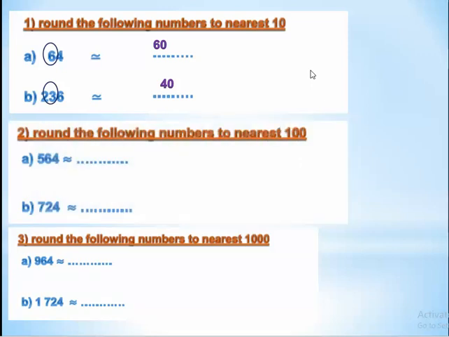It will be 240. Round the following numbers to the nearest 100. Okay, circle the hundreds place. Look at the next door. The next door is more than 5, so it will be 600. Okay, the next one is 7, and the next door is small, so we will never add 1 to 7. It will be 700. Round the following to the nearest 1000. We don't have a thousands digit here, so we consider it as 0. So it will be 9. 9 will add 0, so it will be 1000. 1, and the next door is 7, so it will be 2000.